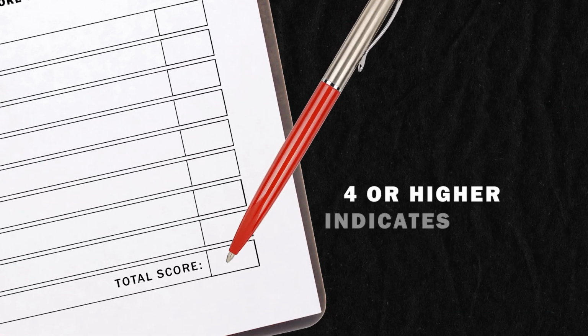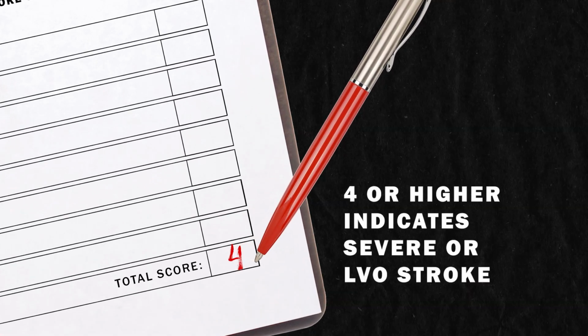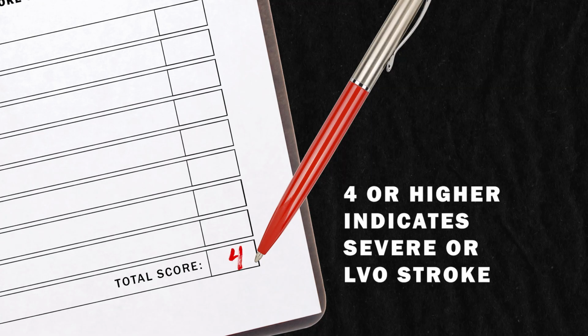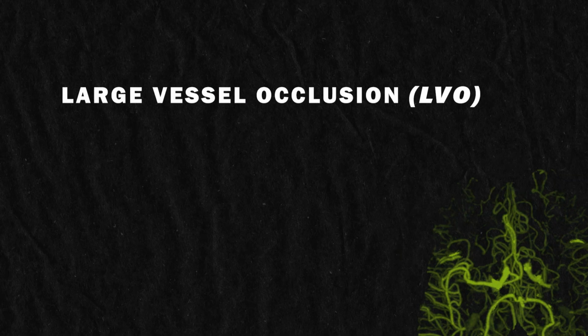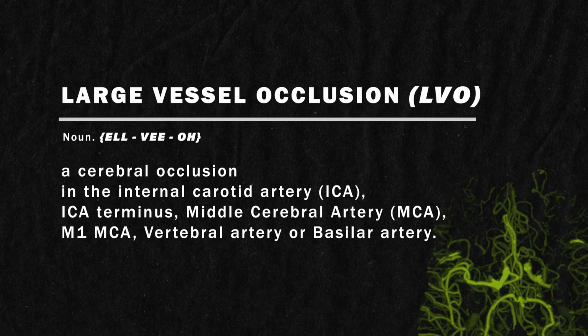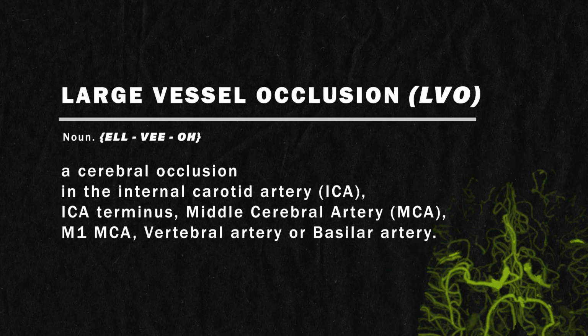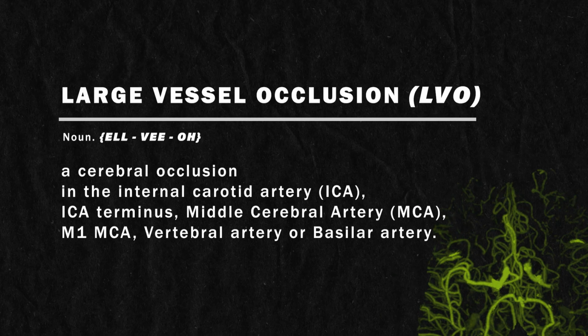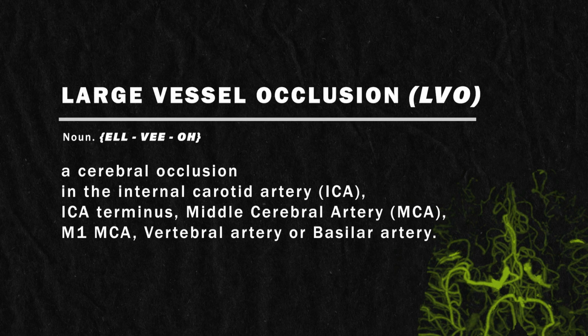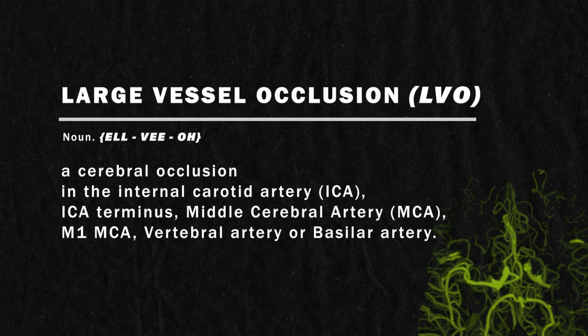A FASTED score of 4 or higher could indicate a severe or large vessel occlusion stroke. A large vessel occlusion, or LVO, is a cerebral occlusion in the internal carotid artery, ICA terminus, middle cerebral artery, M1 MCA, vertebral artery, or basilar artery.